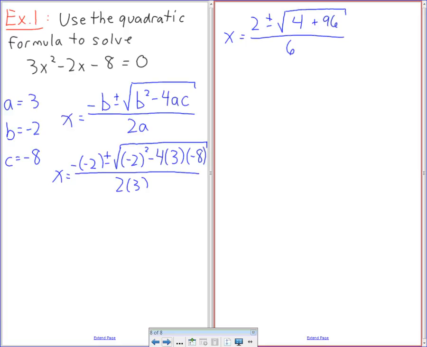What's 4 plus 96, please? Good. Now we're going to do about 10 of these questions today. So if you're saying to yourself, this is tricky, you can do it. 2 plus or minus the square root of 100. Now, Alistair, what's the square root of 100, please? 10.